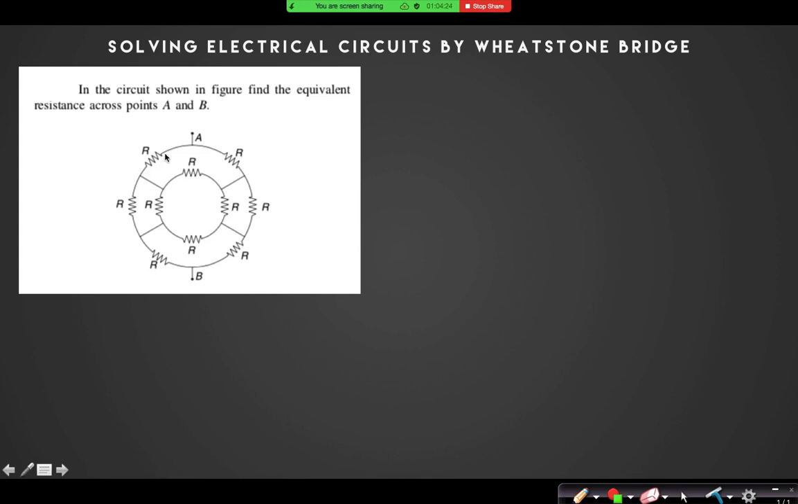Several ways to solve this question. Let us assume this point is C, so that point will also be C. This is D, this is also D, right? E, this is also E. F, this is also F.